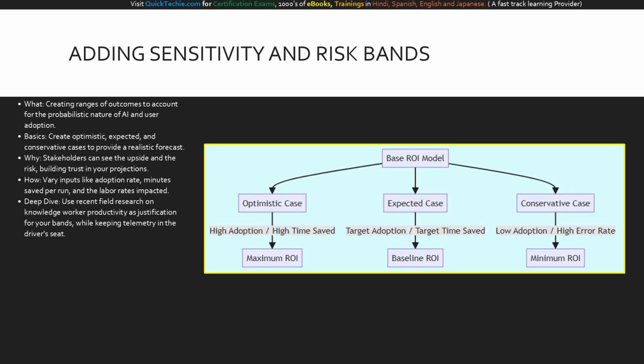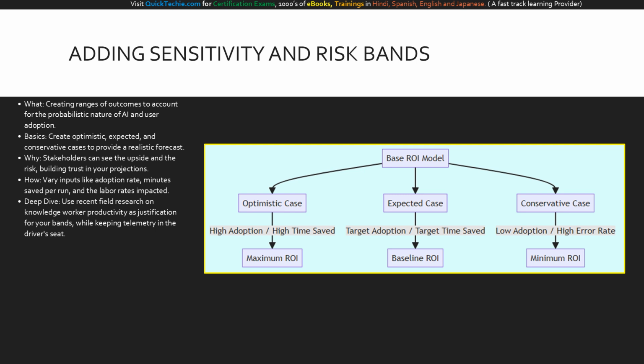Slide 6 introduces a crucial architectural practice, adding sensitivity and risk bands. What is this? It is the practice of creating a range of potential outcomes to account for the probabilistic nature of AI and unpredictable user adoption. The basics require you to create optimistic, expected, and conservative cases for your ROI forecast.